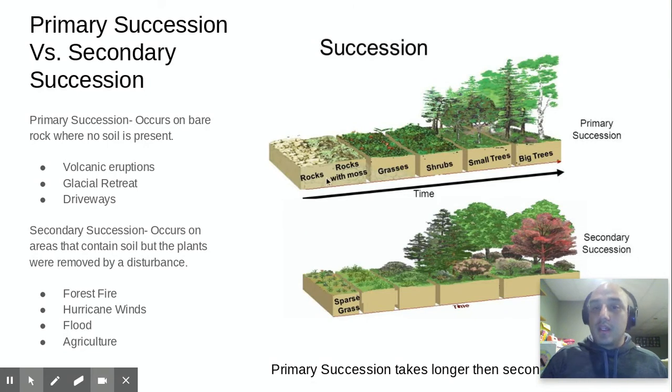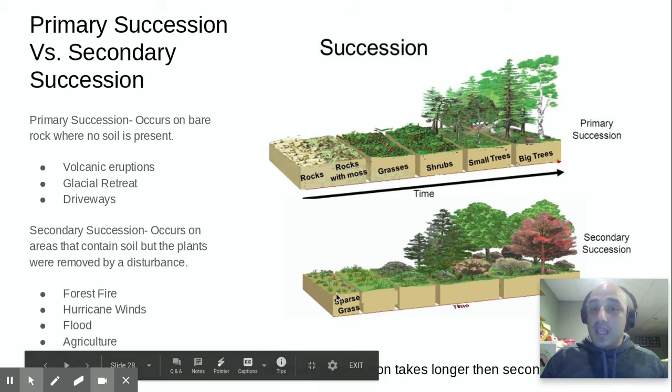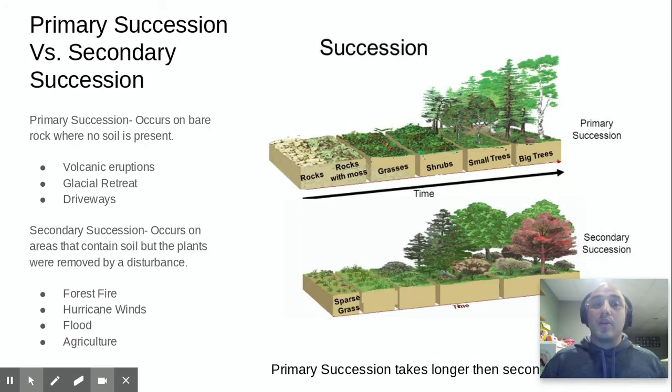But basically, it's the same thing. Look, bare rock eventually ends in a big forest. Look, here we don't have bare rock. We have sparse grasses, but dirt, soil, and then we end in that big forest again, into that climax community.